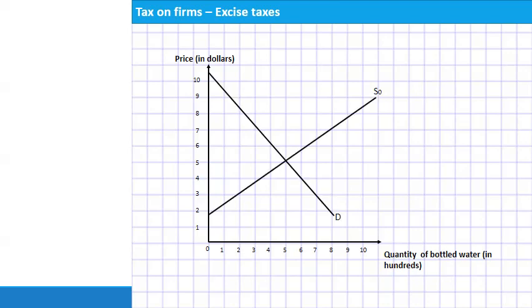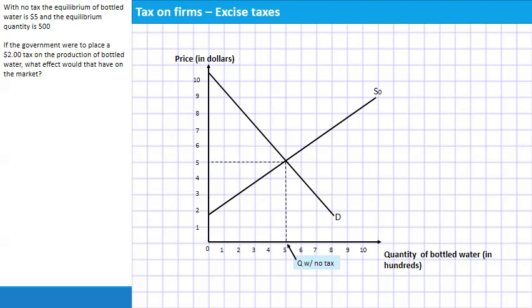So here we have demand, here we have supply. We can see our equilibrium quantity and price. So 5 and 500. So with no tax, we see the bottle of water, what its price and equilibrium quantity is. So the question, of course, is if the government were to place a $2 tax on production of bottled water, what effect would that have on the market?